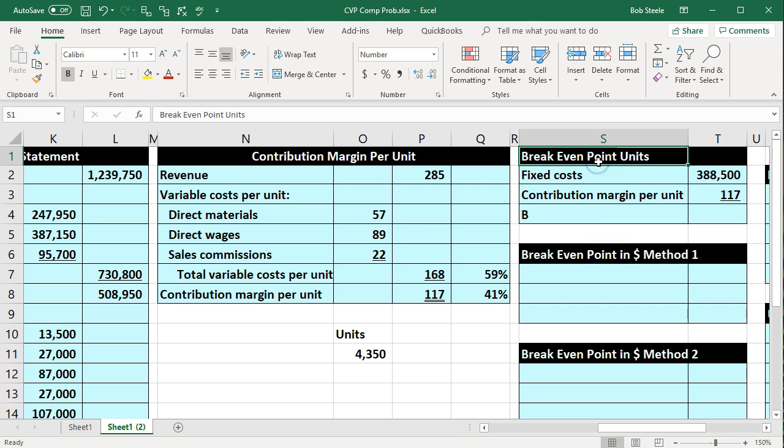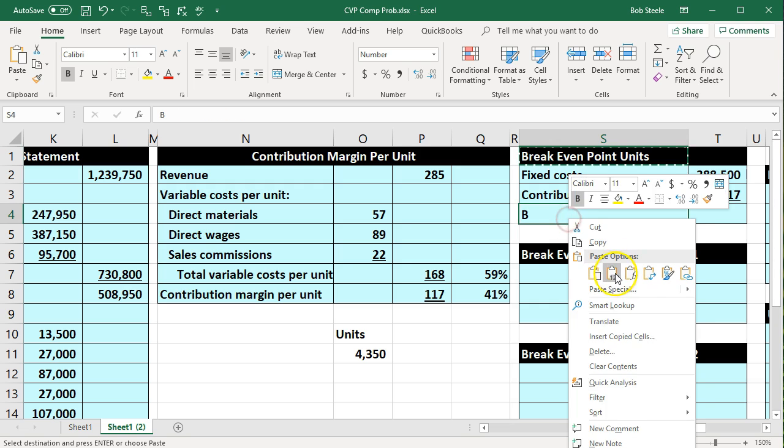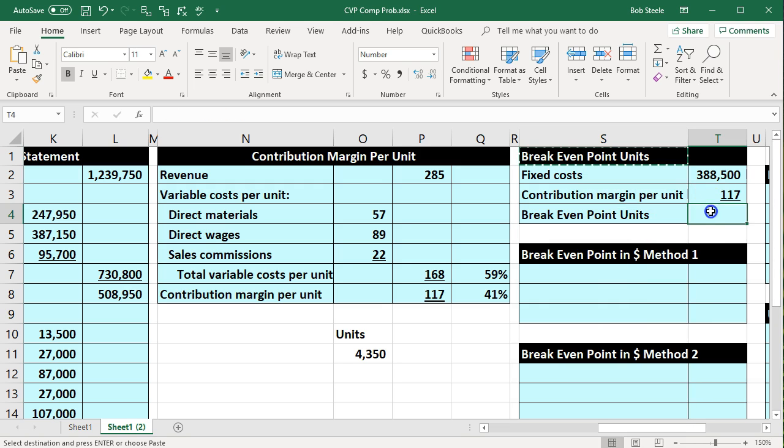I'm just going to copy this up here. I'm going to paste it, values only. And then we'll divide this out. So this is the fixed costs divided by the contribution margin per unit. So this is going to be equal to the fixed costs divided by the contribution margin per unit. And that gives us the number of units to break even.